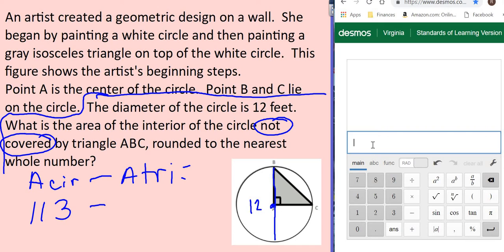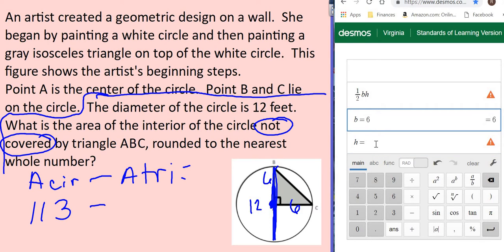And we're going to find the area of our triangle, which is 1/2 base times height. So we're going to have to figure out what our base and our height is because we know that the entire diameter is 12. So this over here would be the radius, which would be half of it, 6, and so would that. So our base and our height are both 6. So I'm going to go ahead and put that there, which means we've got 18.